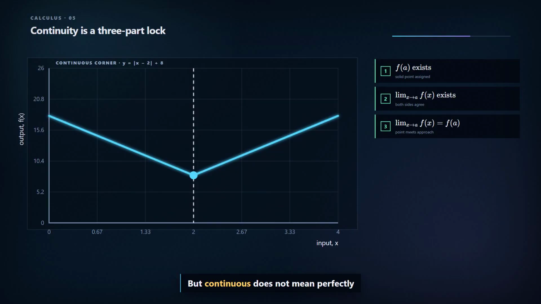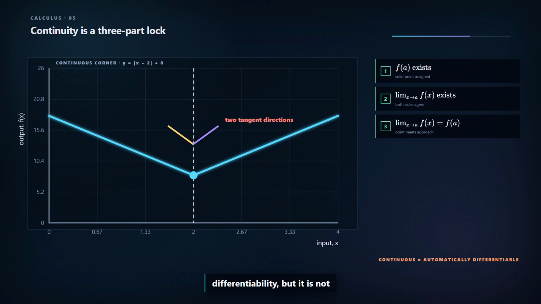But continuous does not mean perfectly smooth. The graph of absolute value is continuous at 0 even though it has a sharp corner. A tangent direction cannot settle there. Continuity is necessary for ordinary differentiability, but it is not sufficient.